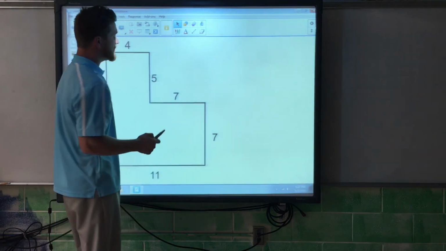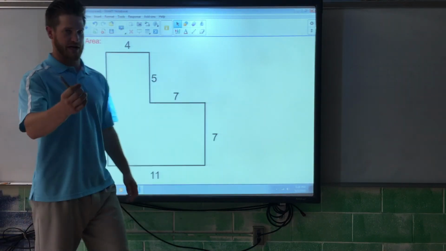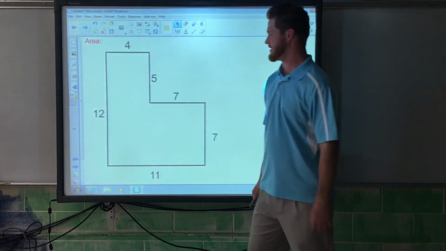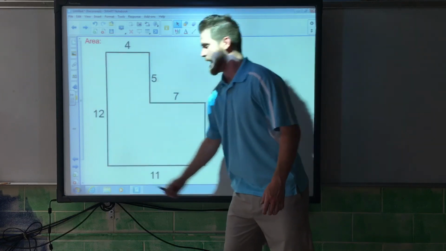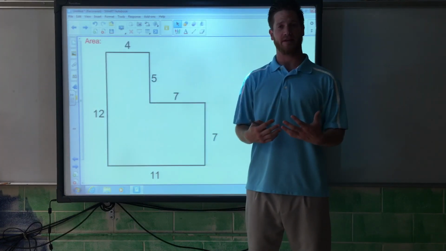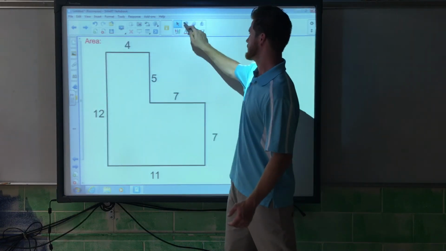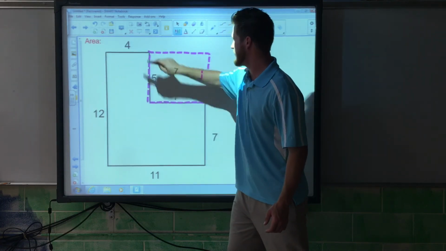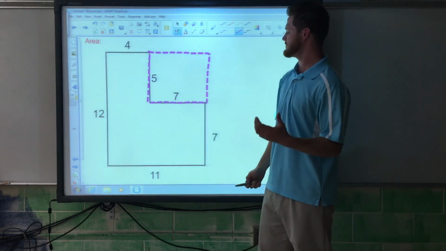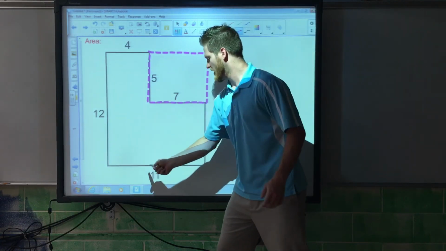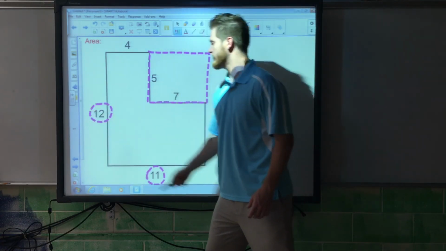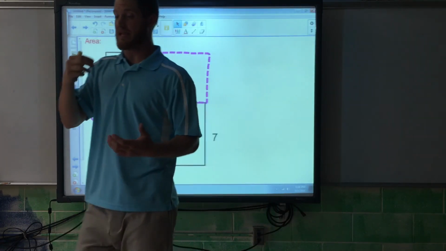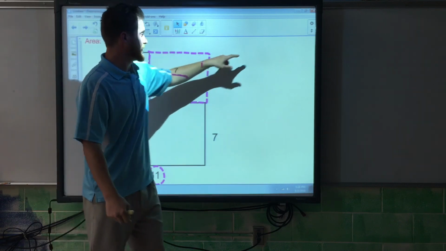Now, there's another way to do this. What's great about math, there's always multiple ways to find the answer. Instead of adding together, if you want to look at this as a big square with a chunk taken out of it, then you need to know subtraction. So where's the chunk that's missing? It would be this top right corner. Now, if we were to enclose this, the rectangle would be 11 by 12. We know that 11 by 12, the area would be 11 times 12, which would be 132.